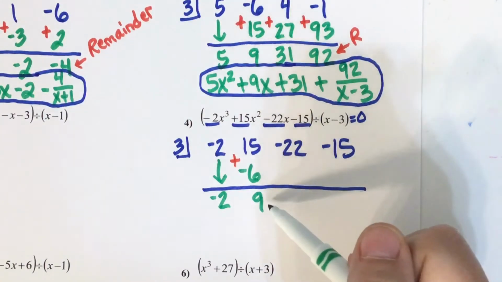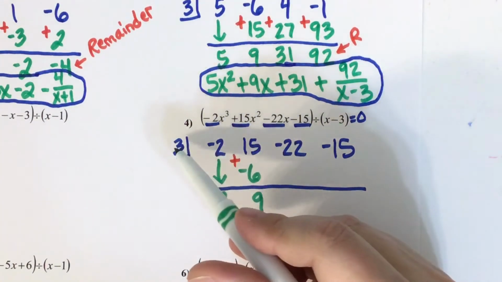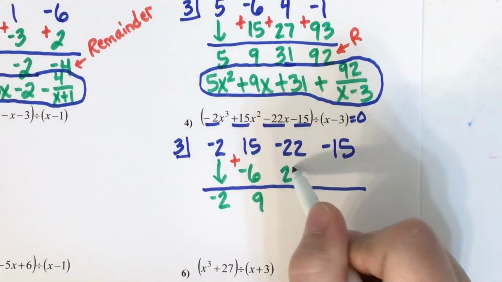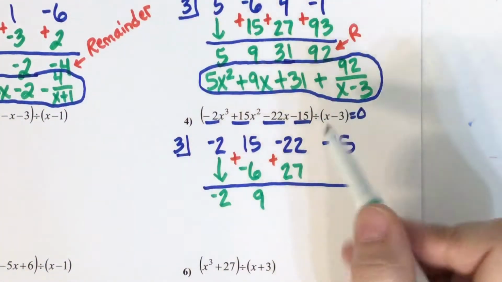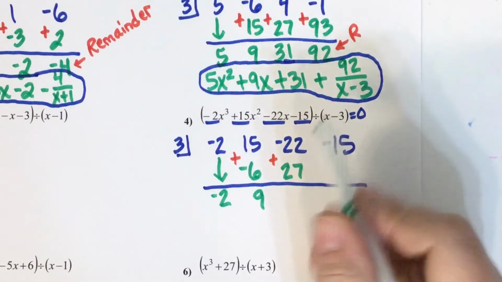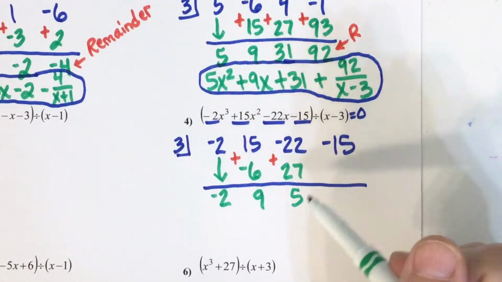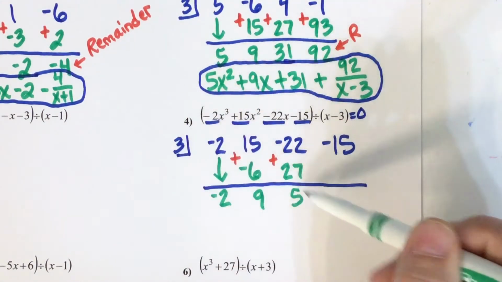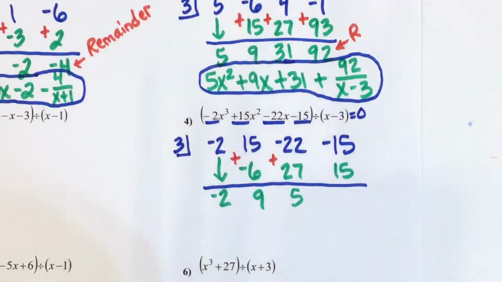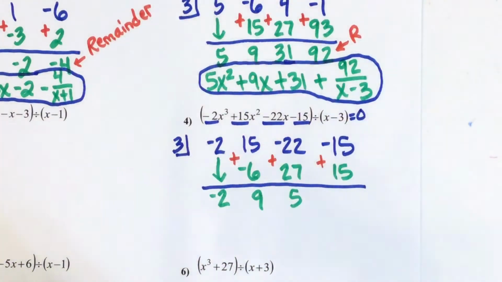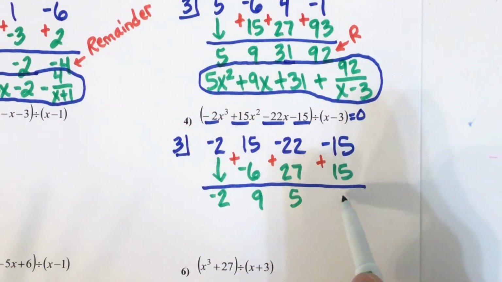Go back to multiplying. 9 times 3 is 27. Then I go back to adding. And negative 22 plus 27 is 5. And then I go back to multiplying. 5 times 3 is 15. And then I go back to adding. And negative 15 plus 15 is 0.